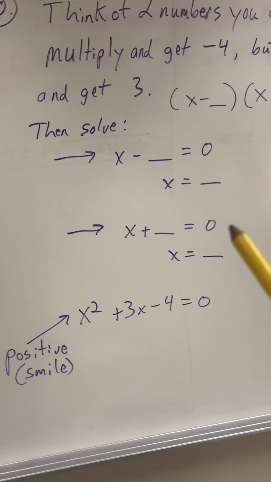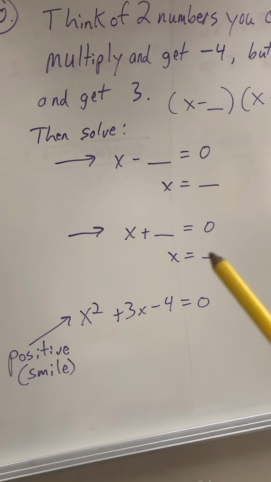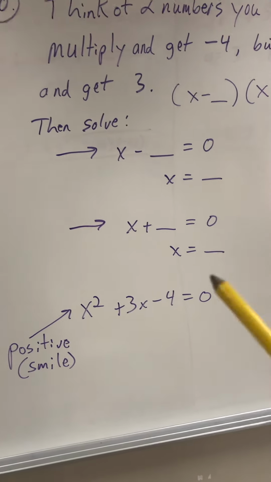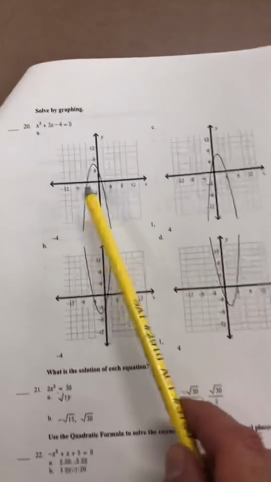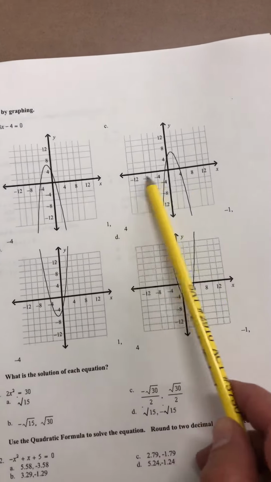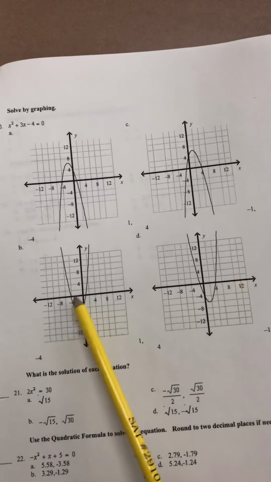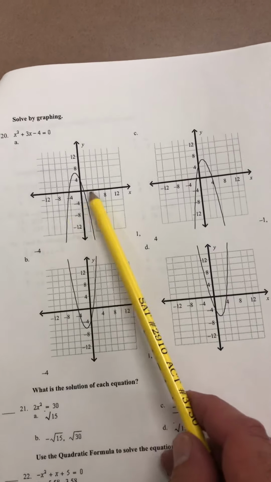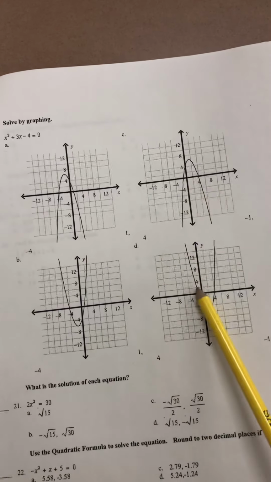And so those are going to be where they cross the x-axis. That's where they cross the x-axis, okay? 2 points. So you have all these points to consider, okay? A lot of them are similar.